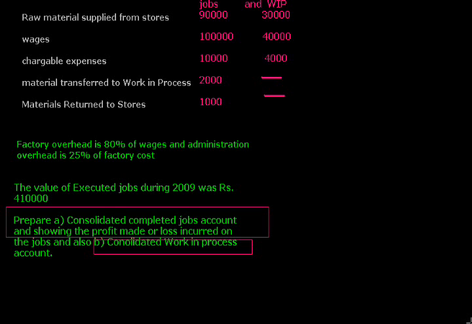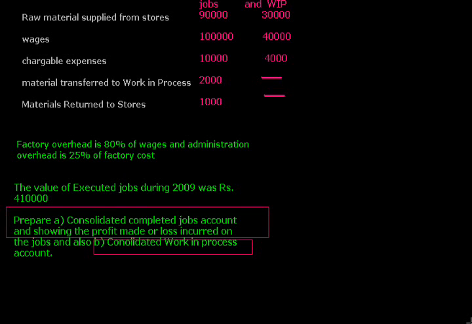Dear students, this is a question of job costing. We received a specific job or jobs, and we are also manufacturing work in process of other jobs. The figures are given of raw material, wages, chargeable expenses, material transferred to work in process, material returned to stores. Factory overheads is given on the basis of wages, and administrative overheads is given on the factory cost. And the executed job is 4,10,000.